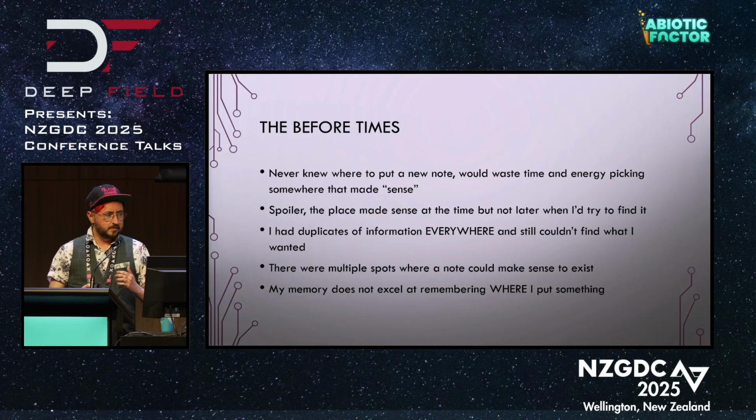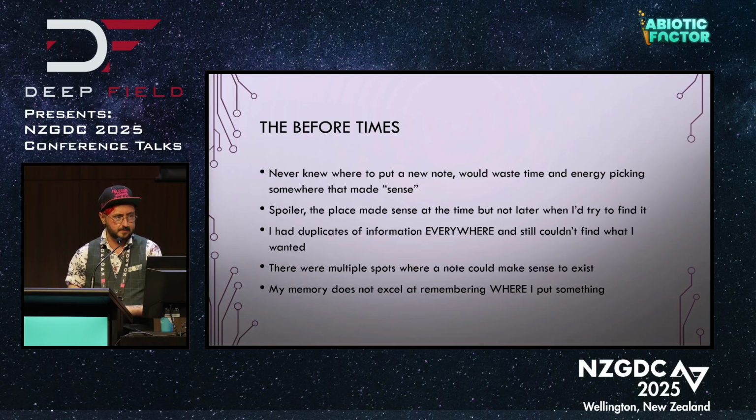So I'd waste a lot of time and energy trying to pick somewhere that made sense for a note at the time. And when I went back to look for that note, I didn't know where I'd put it. It wasn't the same place that I thought it belonged. And so I ended up with, I counted at one point, the same note existing in 3 separate locations with almost identical content in it. And this is what I found when I was restructuring my vault. I was going through every single note that I had, and I'm like, why do I have this 3 times in 3 very different places?